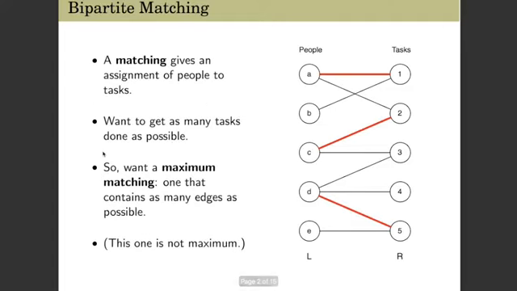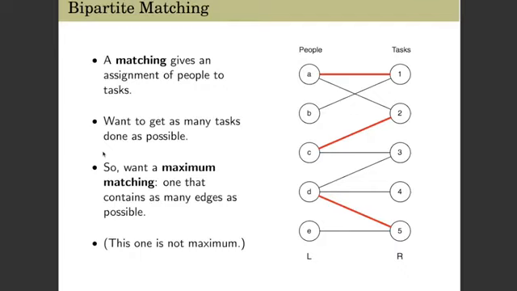Next, let's look at matching in a bipartite graph. Matching gives an assignment of people to tasks in this particular problem. So here, we have 5 people, A, B, C, D, and E on the left, and there are 5 tasks, 1, 2, 3, 4, and 5 on the right. We want to match as many people to as many tasks as possible. But note that only one person can be matched to a particular task. Two people cannot be matched to the same task.